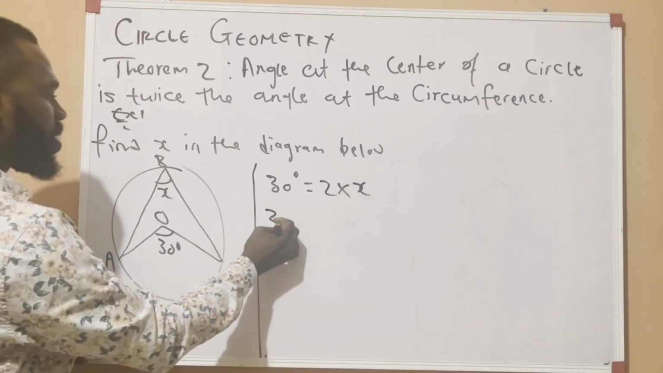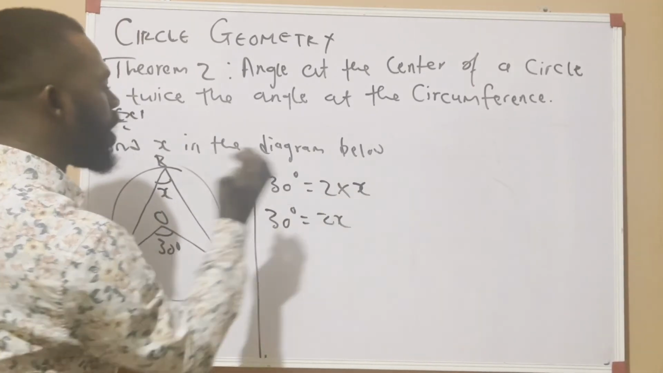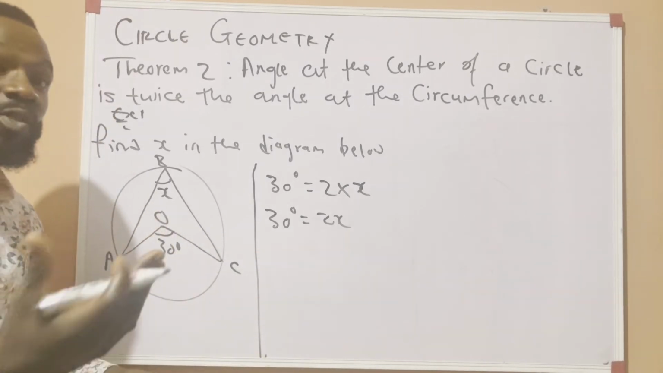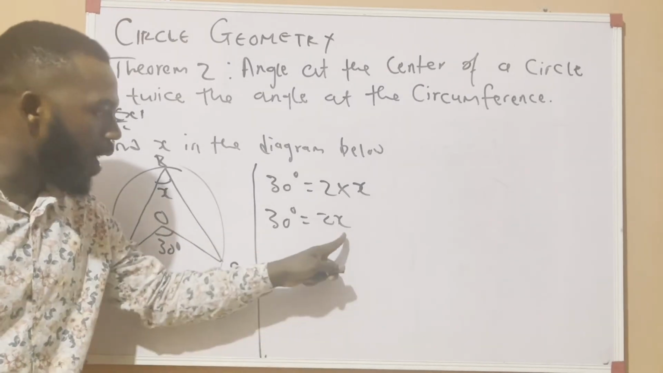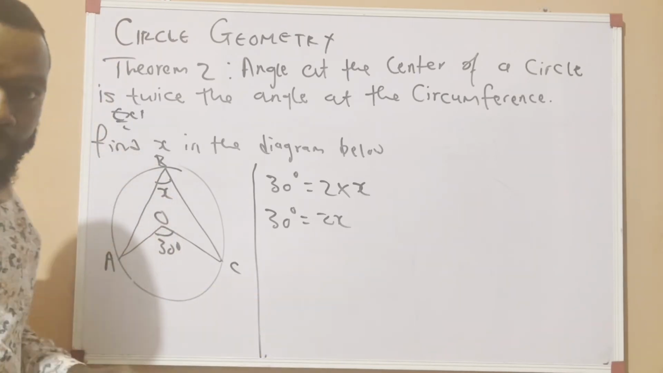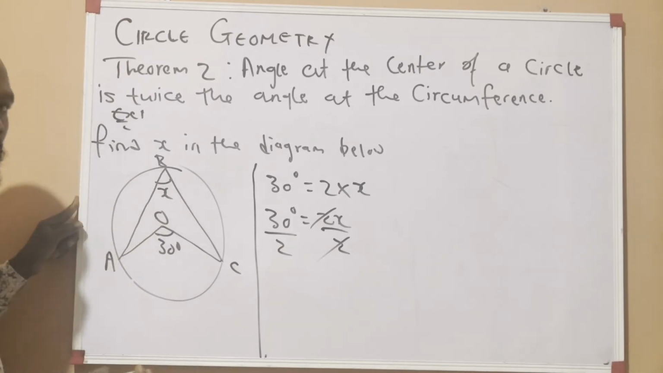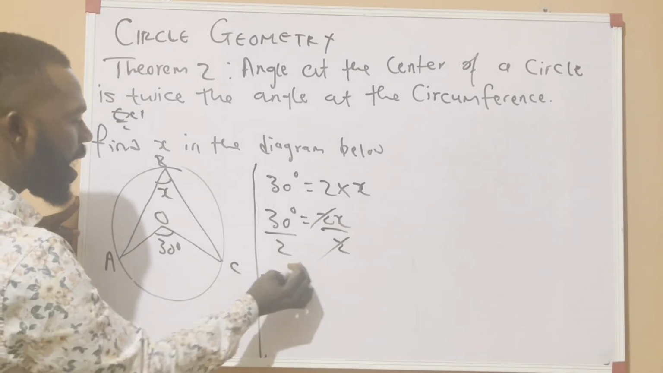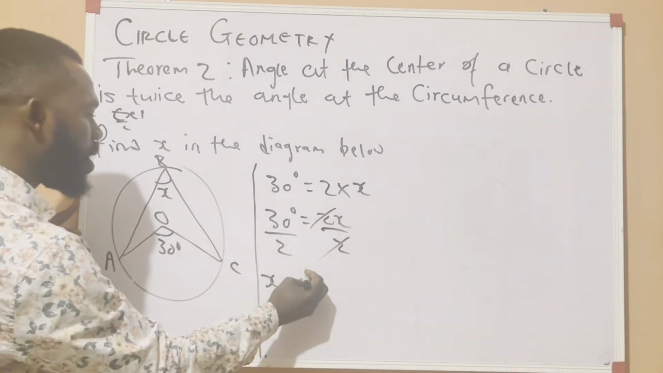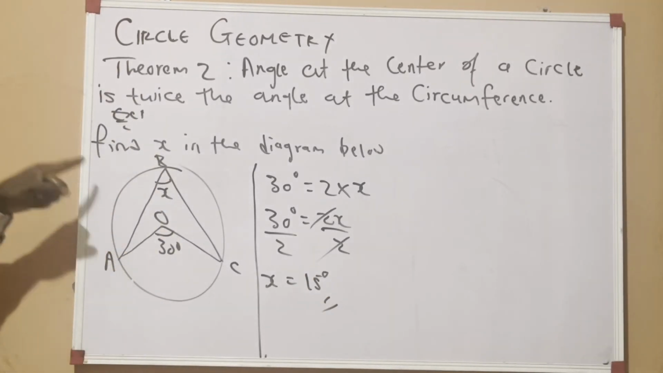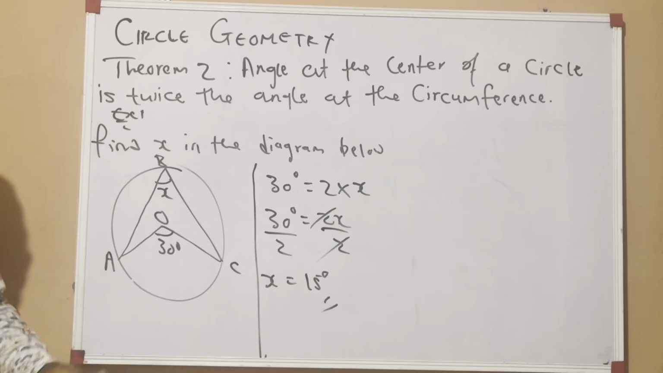So here becomes 30 degrees is equal to 2x. And of course, if we are looking for the value of x, it means x has to be the subject of the formula. So for x to stand alone, we have to divide both sides by 2. When 2 cancels out 2, what do I have here? x becomes 30 divided by 2, which gives us 15 degrees. That is the answer to question number 1. x is 15 degrees.